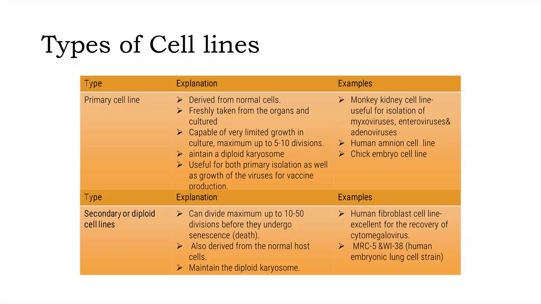Then you have the diploid cell lines, which have a slightly higher rate of divisions, after which the cells will die off. They will also be taken from a normal host itself, and they will have the diploid karyotype. The most common example you hear is human fibroblast cell lines for cytomegalovirus.